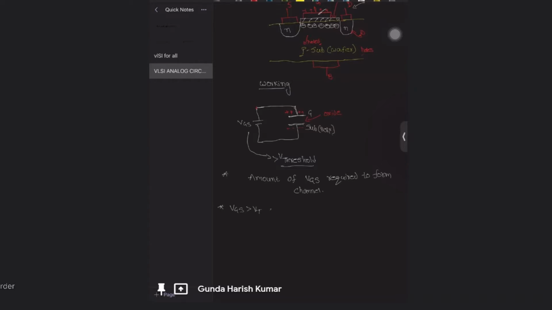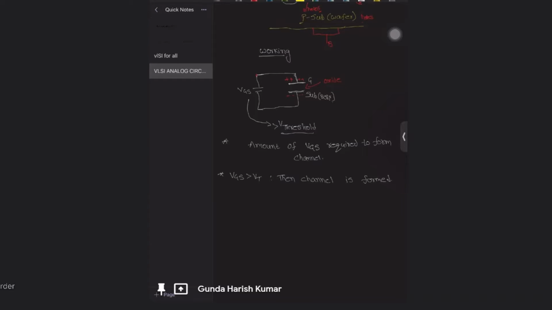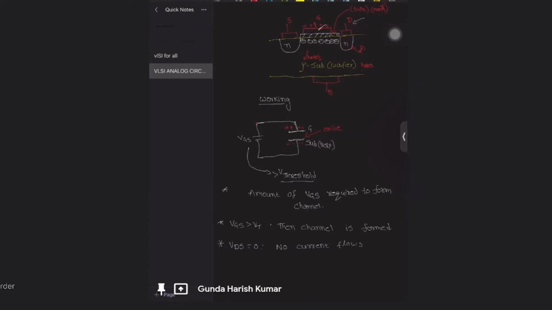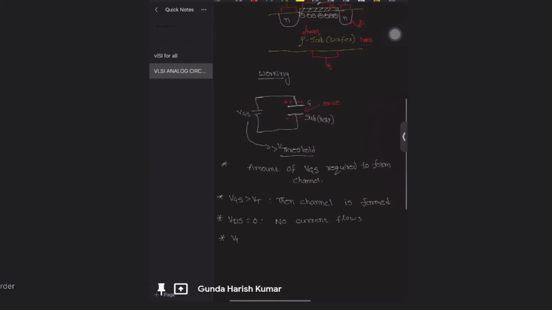So now the condition is, if VGS is greater than VT, then the channel is formed. Suppose VDS equals 0, then no current flows, because VD and VS are at the same potential, no current flows.